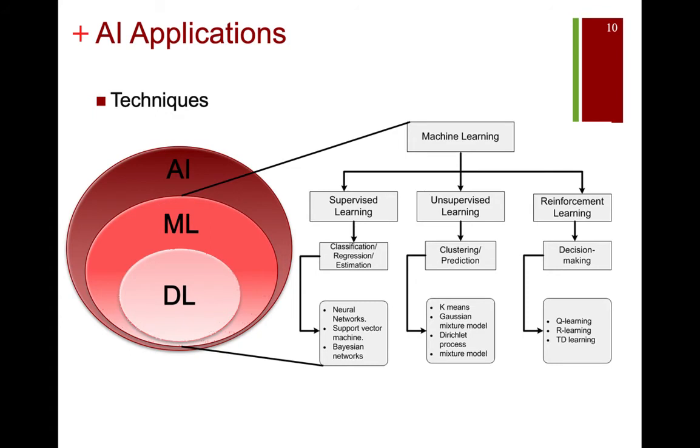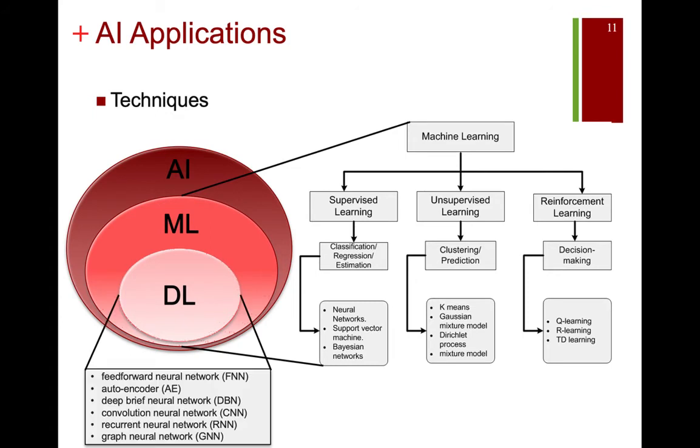So we will focus on the deep learning algorithms, and in general there are six typical types of deep learning models: the feed-forward neural network, the autoencoder, the deep belief network, the convolutional network, the recurrent neural network, and also the graph neural network. I'm not going to introduce the details at this point. I may go into some details of the deep learning models in the specific topics we discuss later.